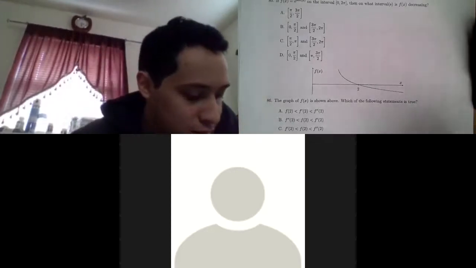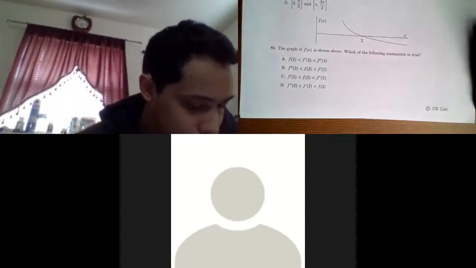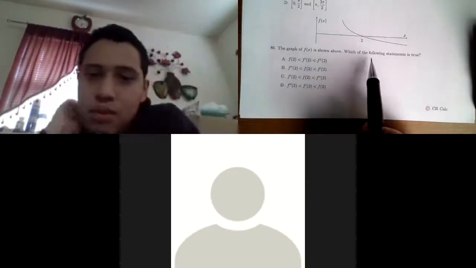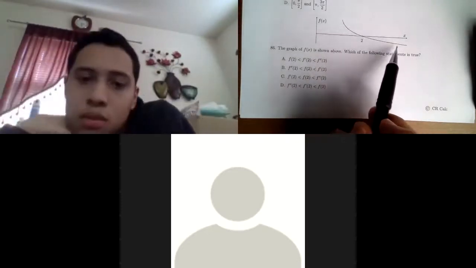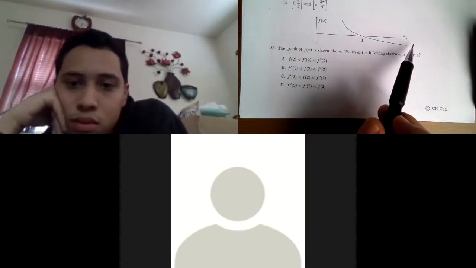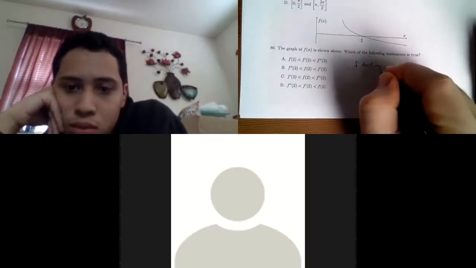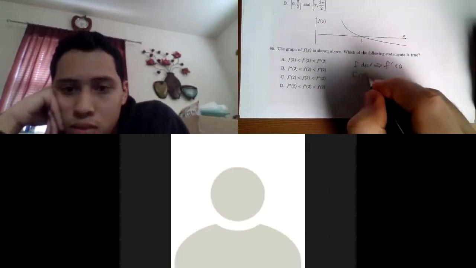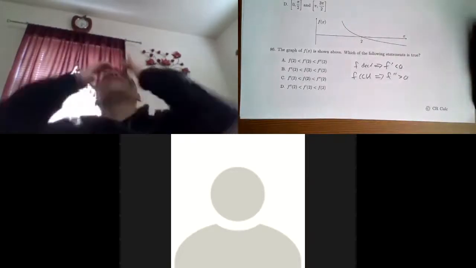So we're looking at 86. Why are these in weird order? Okay, so here is 86. We've got a graph of f of x shown above. Which of the following statements is true? Well, let's just first examine f of x. It's decreasing and it's concave up. So f decreasing says that f prime is negative. F concave up tells us that f double prime is positive.